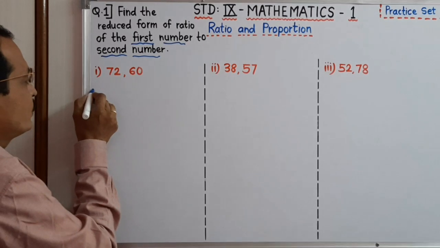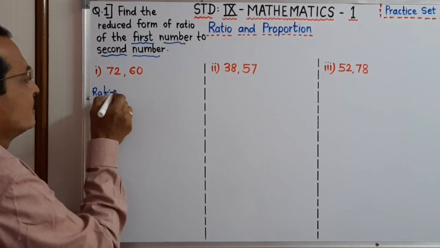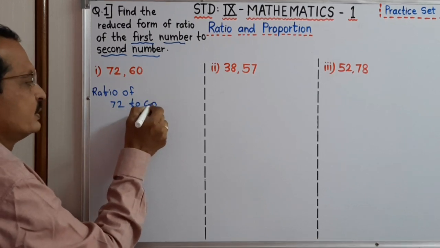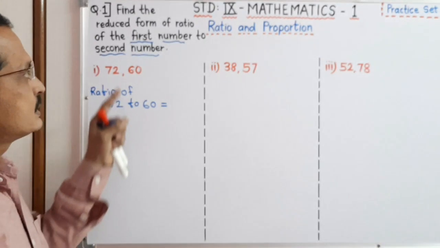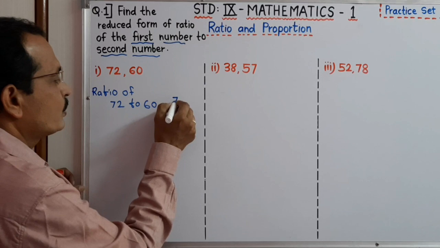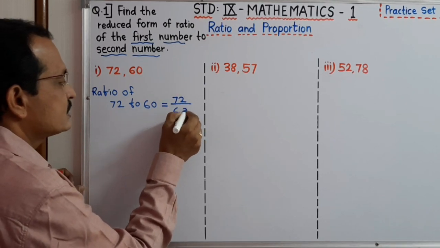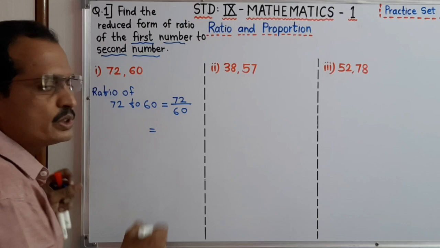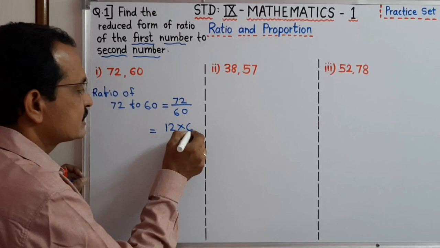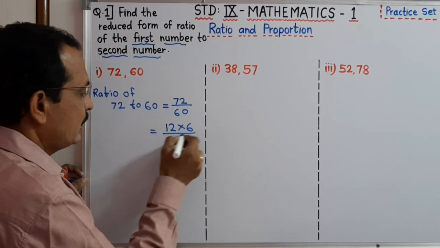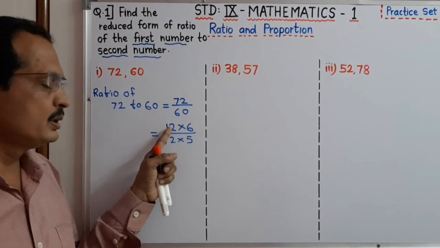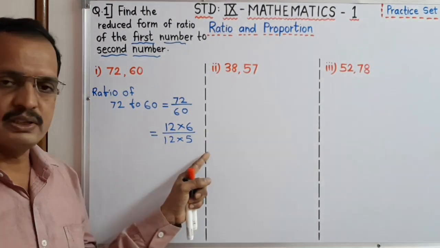Therefore, we have to find out the ratio of 72 to 60. See, the first number is 72. Therefore, 72 to 60, we have to write here 72 upon 60. Now, dear student, we have to simplify this. Now, 72 means 12 into 6 and 60 is 12 into 5. Got it? 12 sixes are 72 and 12 fives are 60.